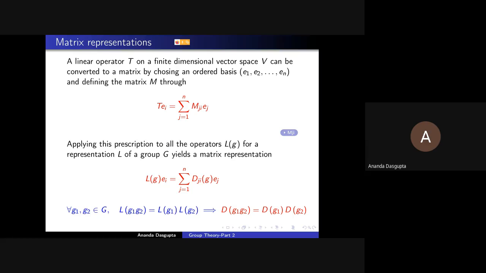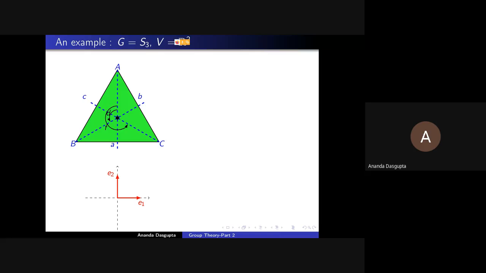So now let us just see this in action in a particular example so that we can be sure of what all this means. We are going to fall back on our old friend, the group S3, or the set of symmetry operations acting on a triangle. The vector space V has been hidden behind this icon here. V is R2, the plane.